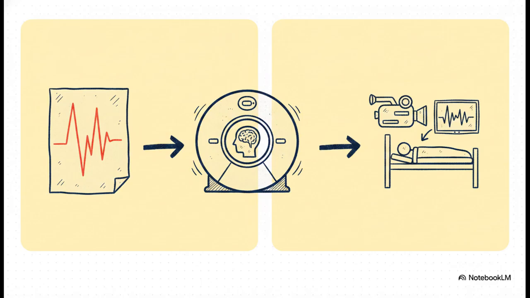The second pillar is the MRI of the brain, which is non-negotiable for identifying structural causes, like hippocampal sclerosis or a tumor. And if you're still genuinely scratching your head, video EEG monitoring, where you capture the physical event on camera alongside the brainwaves, becomes your ultimate diagnostic tiebreaker.